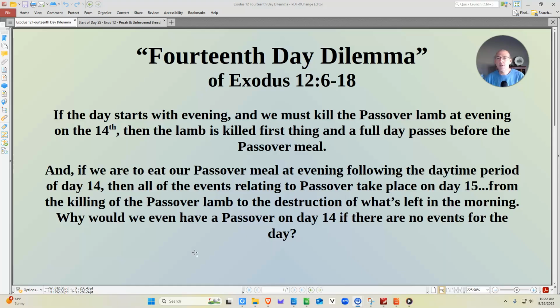And if we are to eat our Passover meal at evening following the daytime period of day 14, then all of the events relating to Passover take place on day 15, from the killing of the Passover lamb to the destruction of what's left in the morning. Why would we even have a Passover on day 14 if there are no events in the day? Let's explore what I mean.